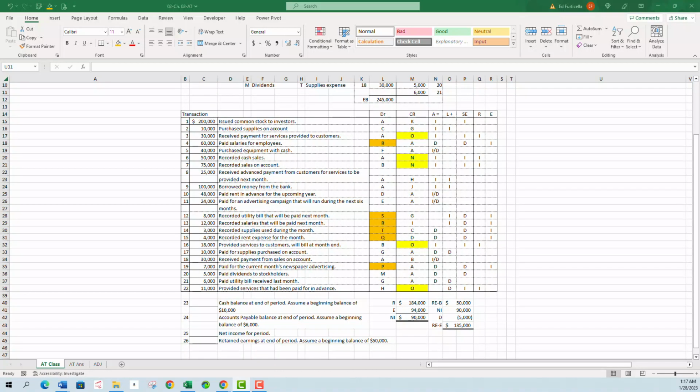Then you'll add up all your expenses. For this problem, your expenses were letter P, Q, R, S, T. So you'll add all those expenses up. All the expenses were debited. When you get a total there, the total should be $94,000. To get the net income, you'll subtract the $94,000 in expenses from the revenue of $184,000, and you'll get a net income of $90,000.